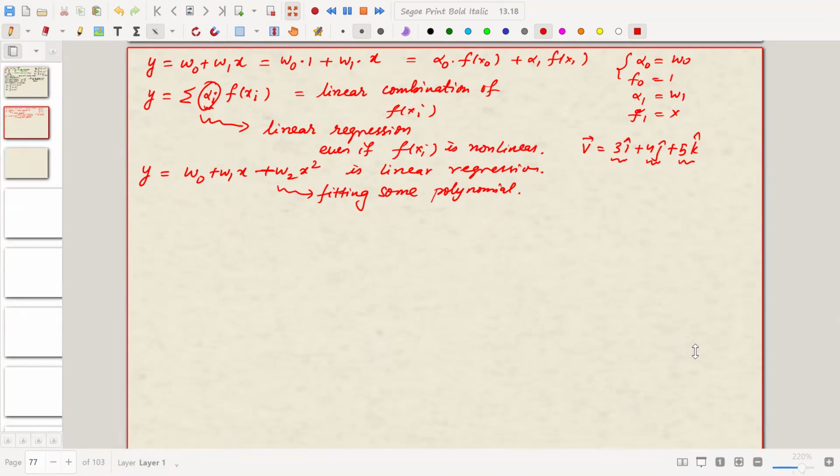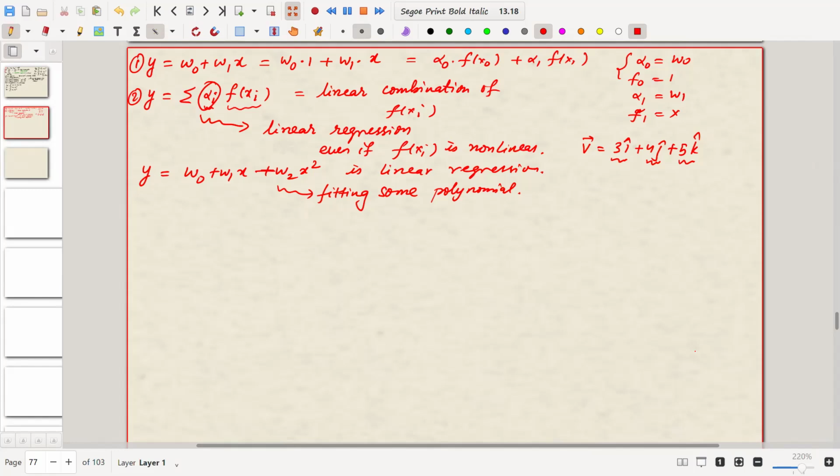Okay, so just recapitulating, we just saw how linear regression, the best fit line W0 plus W1x, can be written as a linear combination. Same thing I told you: the regression line is a linear combination of f(xi)'s. So even if the f(xi)'s are non-linear, it is still a linear regression. It depends on these alpha i's whether you call it linear or non-linear. Most importantly, I gave you one example, W0 plus W1x plus W2x square, which is still a linear regression, but it is a kind of polynomial and is used to fit polynomial data.